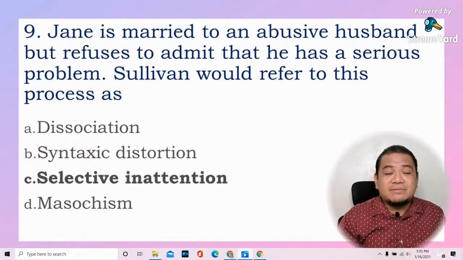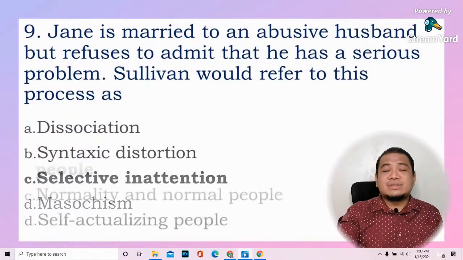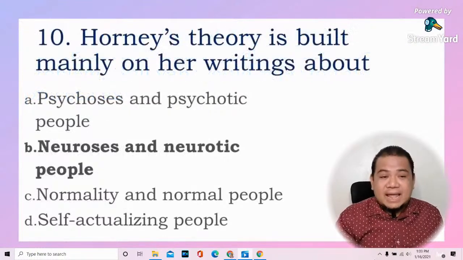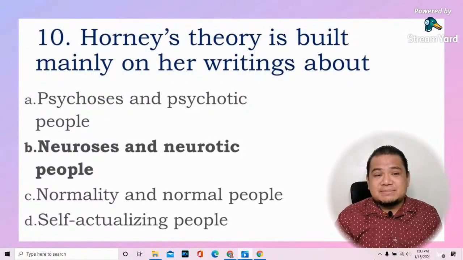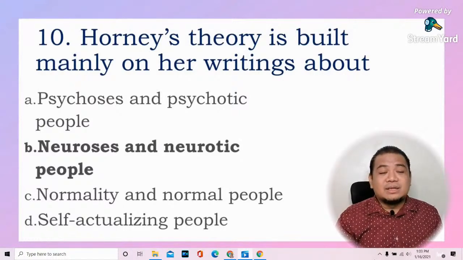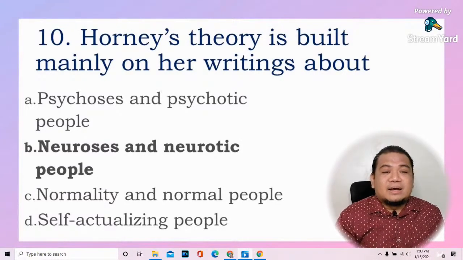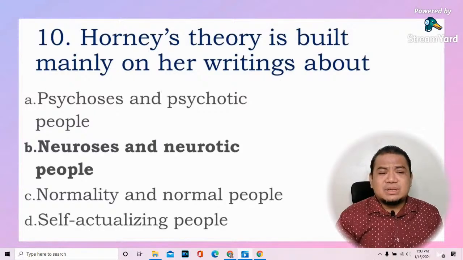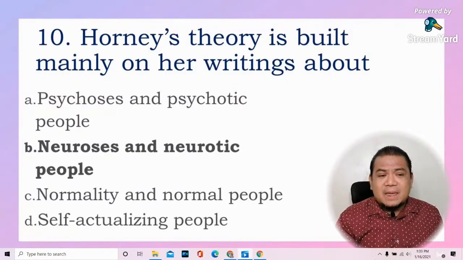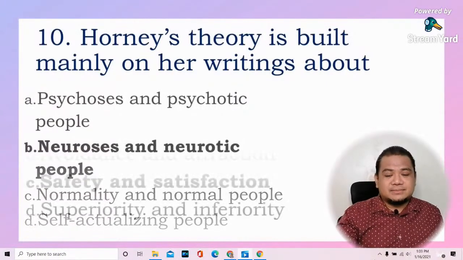Selective inattention is a refusal to see those things that we do not wish to see. Number 10. Horney's theory is built mainly on her writings about letter B, neurosis and neurotic people. Horney's writings are concerned mostly with neurotic personality. Many of her ideas can also be applied to normal individuals.